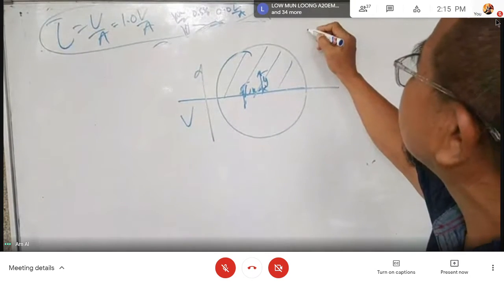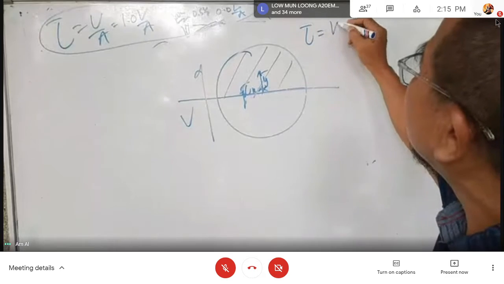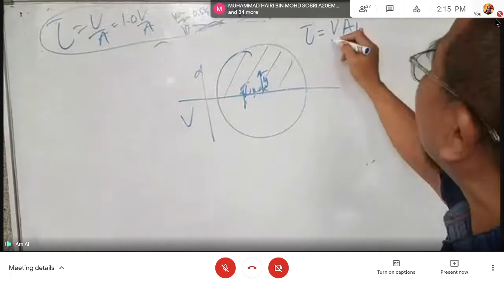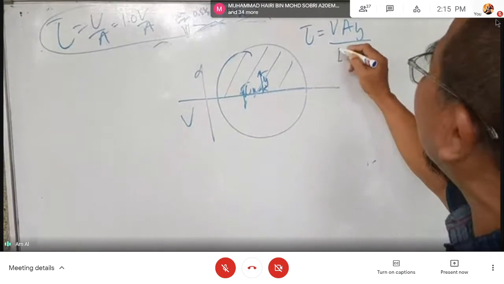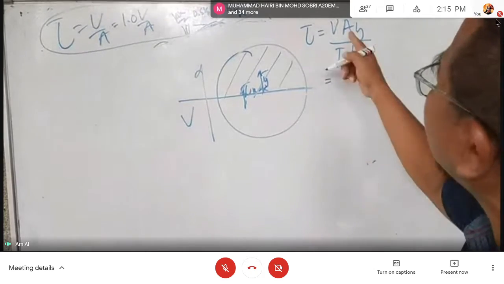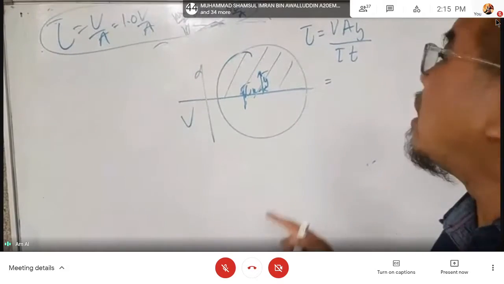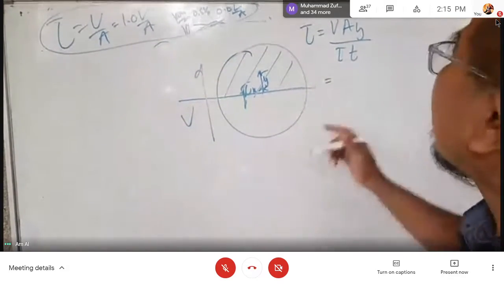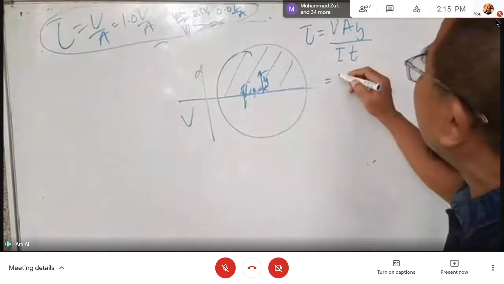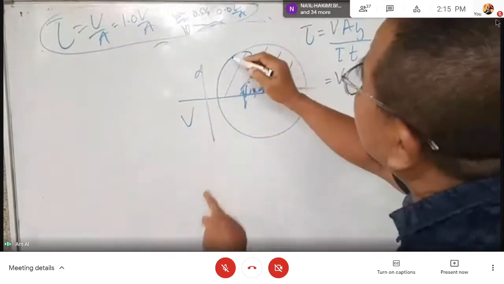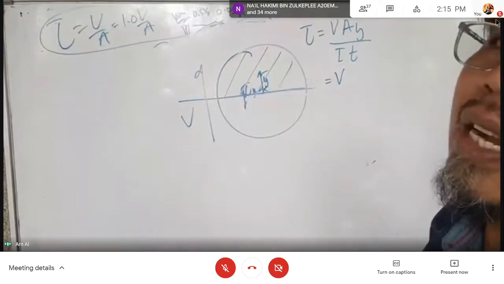Remember that? Tau is equal to V A y bar divided by I T. So let us do that slowly. Okay? Let's do that slowly. You see that one? Okay? Your V is V there. What is your area there? The shaded area, half of a circle.